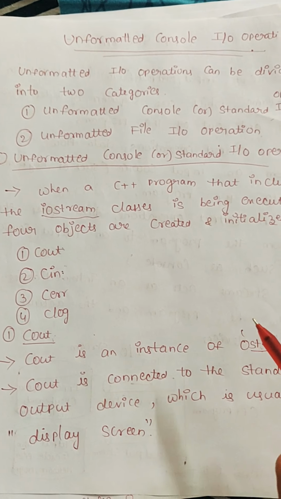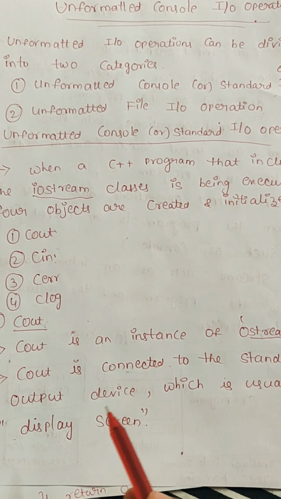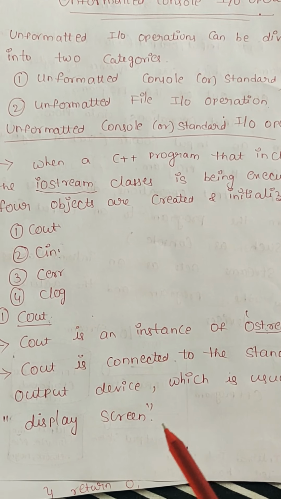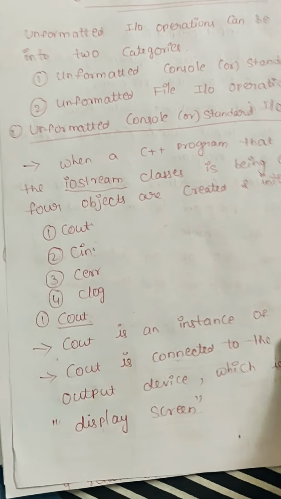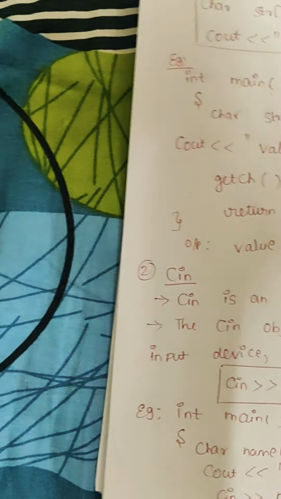That is for displaying only, cout. So it is connected to the standard output device. What is that standard output device here? That is the display screen. Okay, see next.